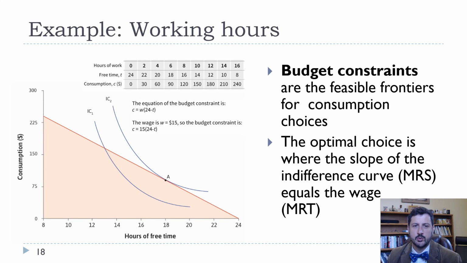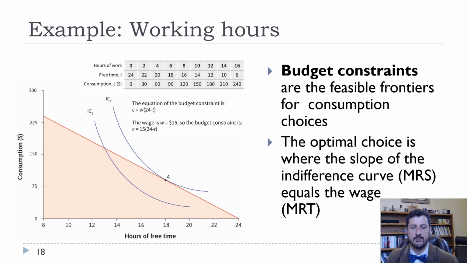So let's do an example that's a little bit more closely related to the question that we started off the chapter with: what happens when people start earning more money. We can do a very similar example where we're thinking about how much people work when we think about what wage they make. In this case, our wage is just $15 an hour.